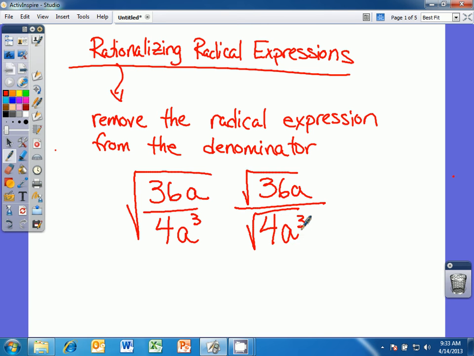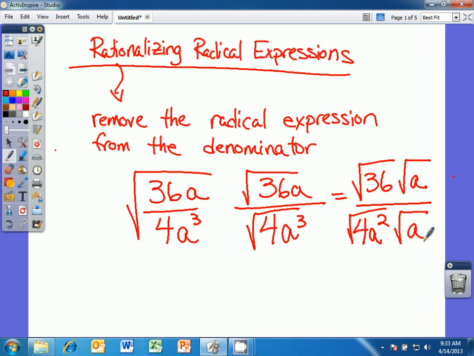I see in the numerator a perfect square factor of 36, and then I have square root of a, which cannot get simplified any further. In the denominator, I see perfect square factors 4a squared and then square root of a. I can't do anything further with that. So this becomes square root of 36 is 6, radical a in the numerator, and then square root of 4a squared becomes 2a and radical a.